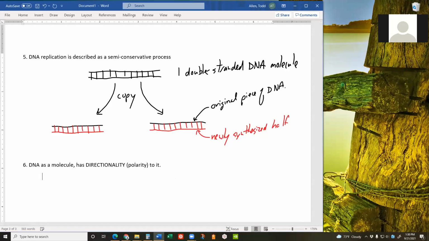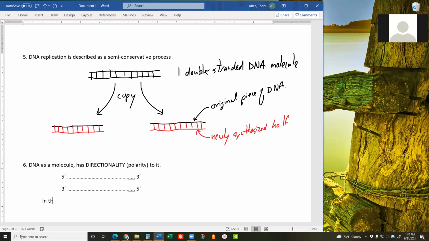If I go left to right rather than top to bottom, I could say 5' on that side and 3' on this side, and then 3' on this side and 5' on the right side. This is the directionality I'm talking about. When we talk about 5' N and 3' N, I'm talking about the position of carbon atoms as they are numbered along the sugar.